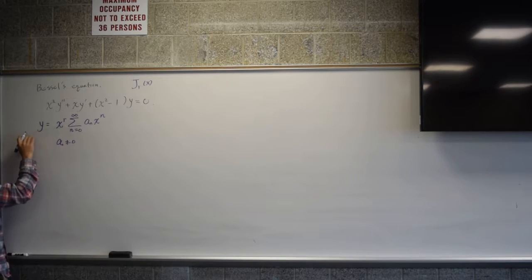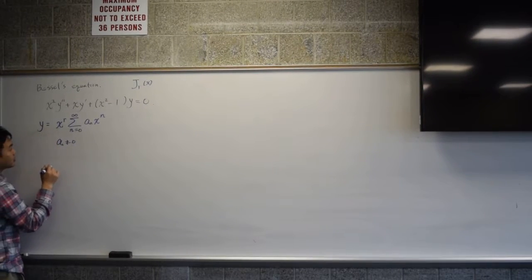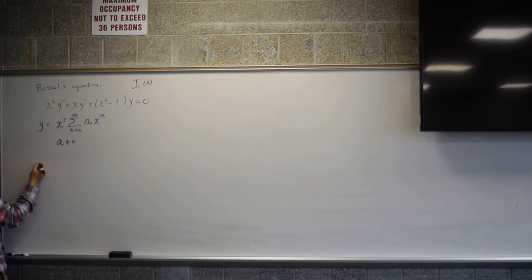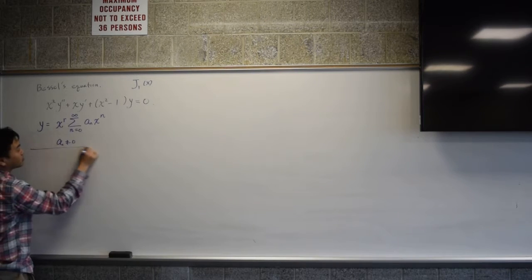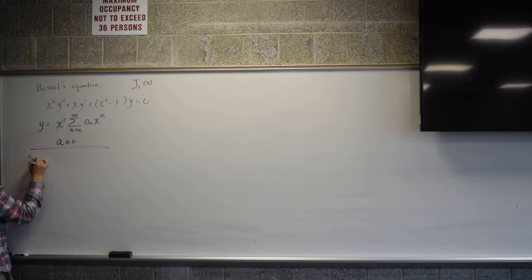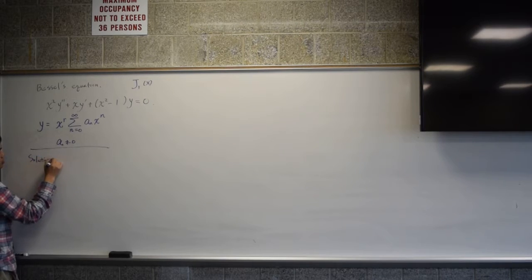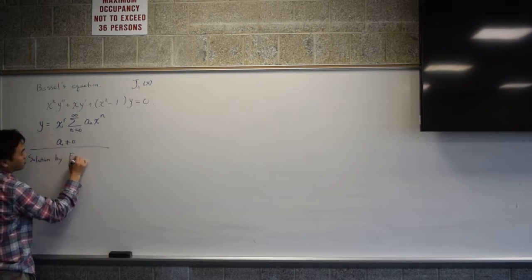Okay, but here's our assumption. Our assumption is that the solution must look like this, and we're going to assume that the very first term is not equal to 0. Okay? So let's try to solve it. Solution by Frobenius method.